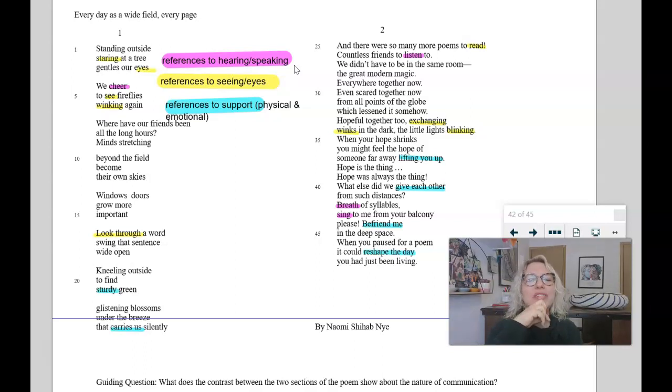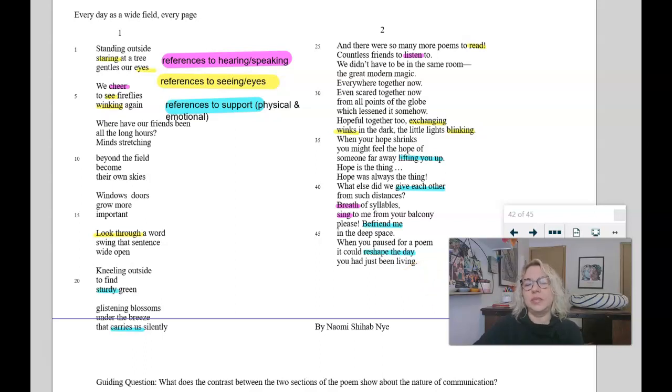And I also noticed that there are references to seeing and eyes, and that's a little more interesting than just all of the verbs. So I thought, references to support is kind of interesting to me, because in the first part, it's physical, and in the second part, it's a little more emotional and figurative. This sounds very physical, lifting you up, but it's a feeling of hope that's lifting you up emotionally. And the sturdy green, I guess, is fairly figurative as well. Carrying us is probably more emotional than physical as well, but at any rate, I thought those references to support were interesting, that we had multiple references. Befriending me felt supportive, and reshaping the day felt supportive. And since it's at the very end of the poem, I thought that might be worth looking at.